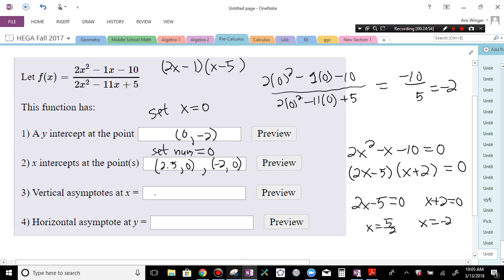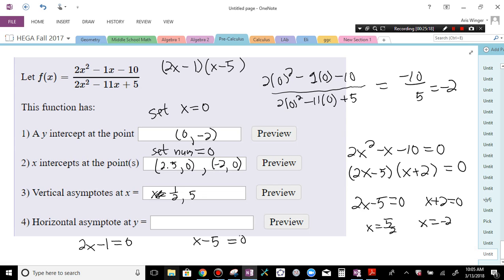And so it looks like x equals 1/2, oh, I guess it's just 1/2, comma 5. So you set 2x minus 1 equal to 0, and you set x minus 5 equal to 0. And that's where you get 1/2, comma 5. Add 1 and divide by 2, and then you just add 5 on both sides.